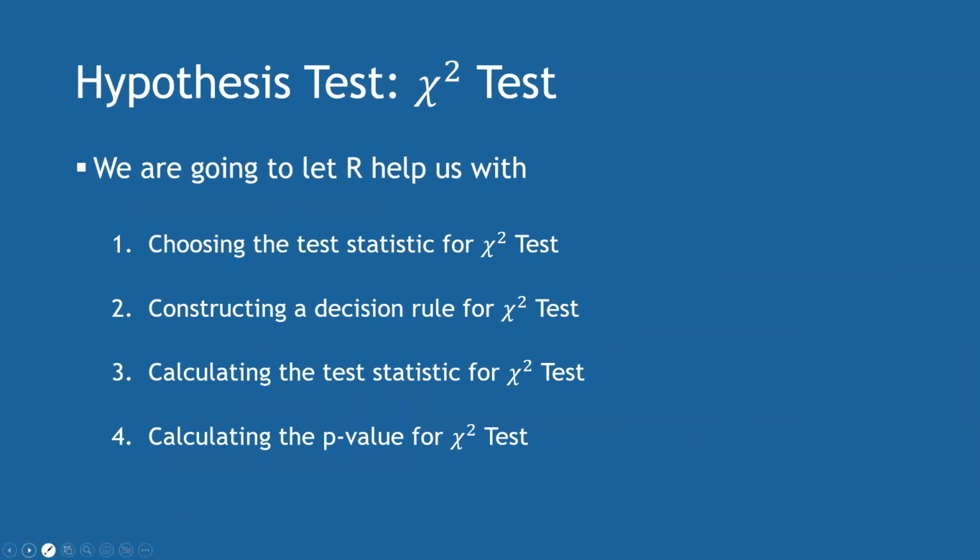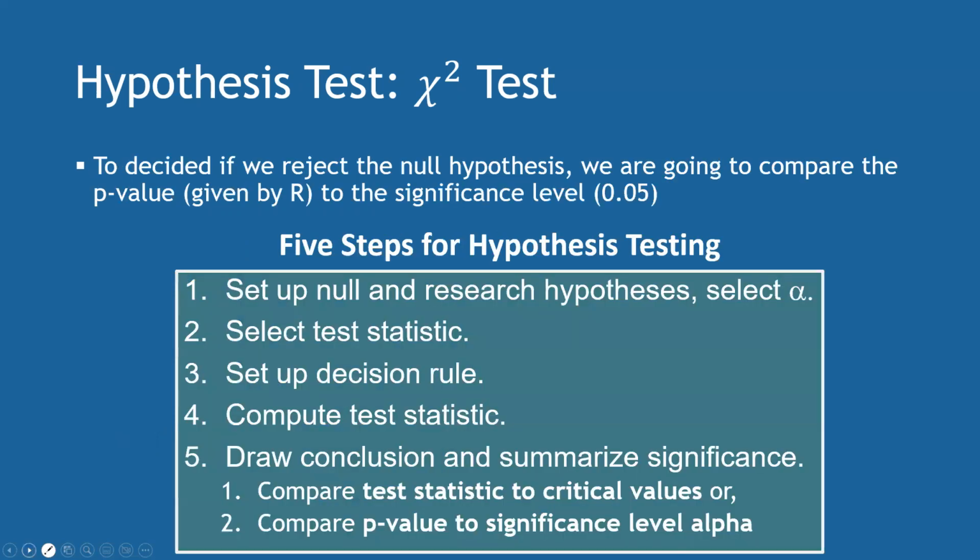Okay, so for this class, we're going to use R to help us with choosing the test statistic, constructing the decision rule, calculating the test statistic, and then calculating the p-value for the chi-square test. We're going to let R help us out with all of this. It can definitely be done by hand, but that's beyond the scope of this course. So then we are going to decide if we reject the null hypothesis based on comparing the p-value, which will be given to us in R, to the significance level.